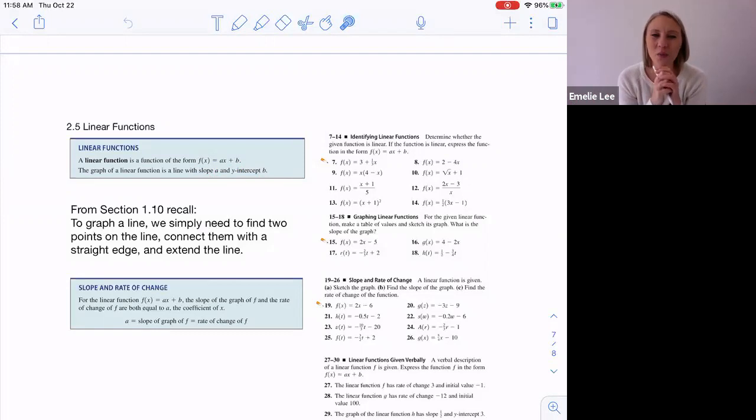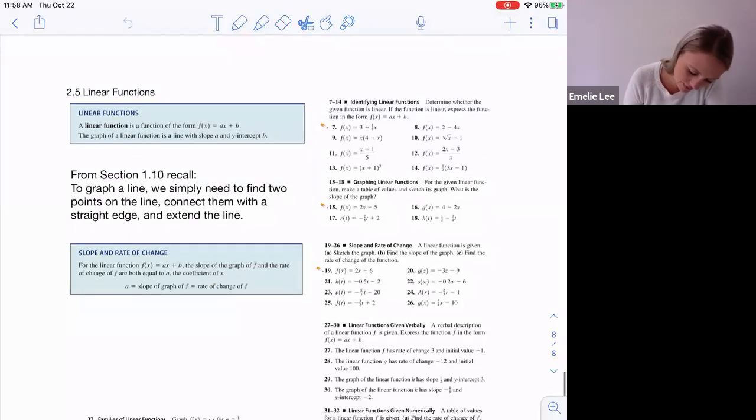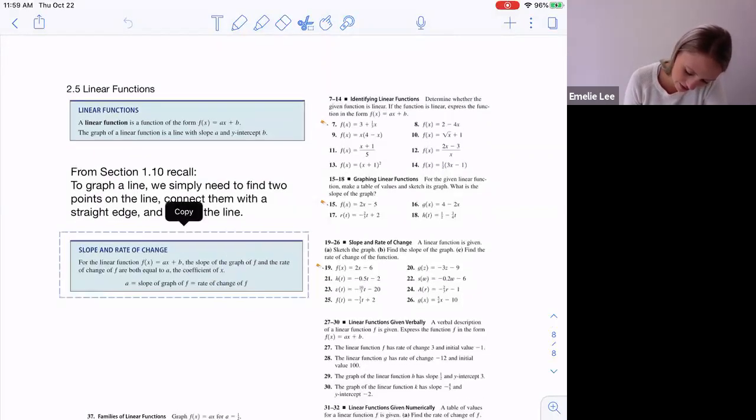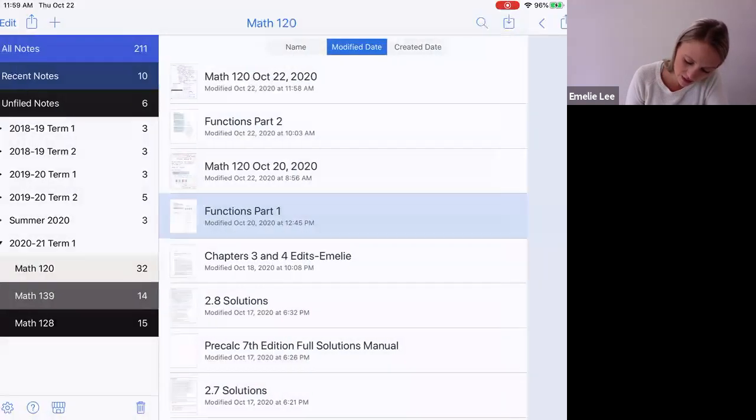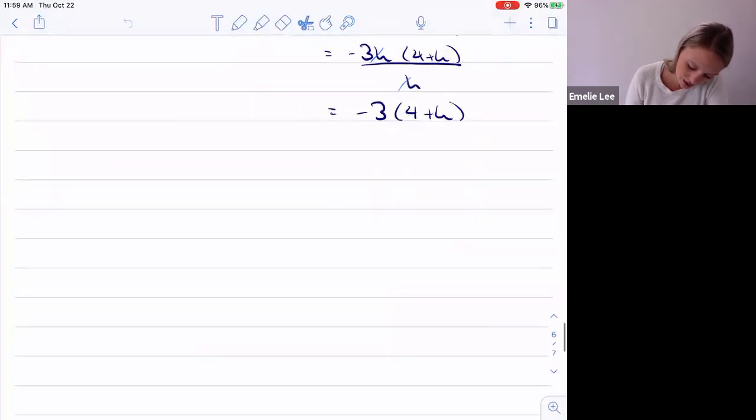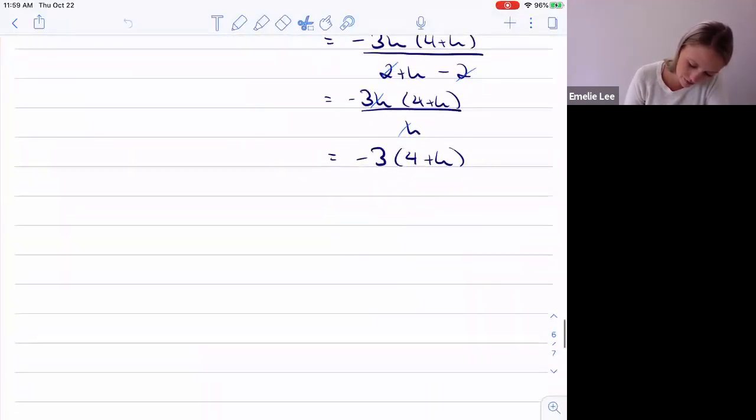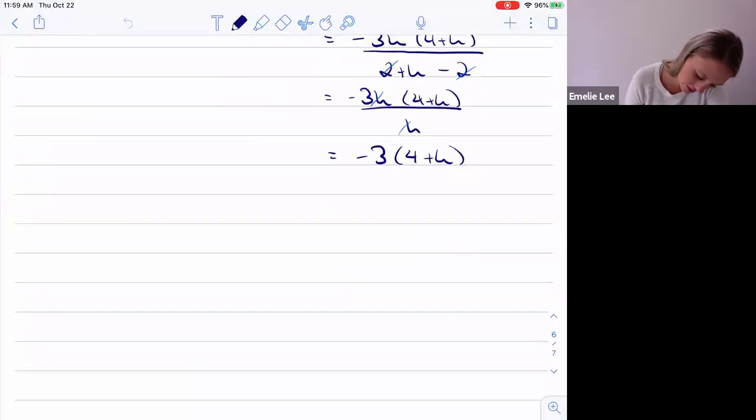The only thing that's kind of new that we're introducing here is that the slope of a linear function is going to be the same as the rate of change of that linear function. Usually I start on a fresh page, but it's such a big jump that I'm going to do 2.5, linear functions.